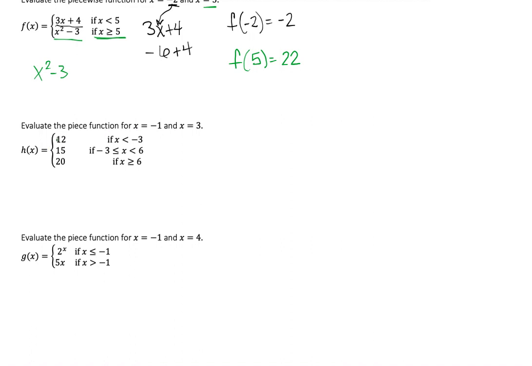Let's take a look at this one. This one is a step function because these are all just constants. So we need to find h of -1 and h of 3. Let's look at -1 first. -1 fits right here because it's more than -3 but less than 6. So h of -1 is going to be 15. And h of 3, well, 3 is in between -3 and 6 as well, so that is also going to be 15. Nothing too exciting.